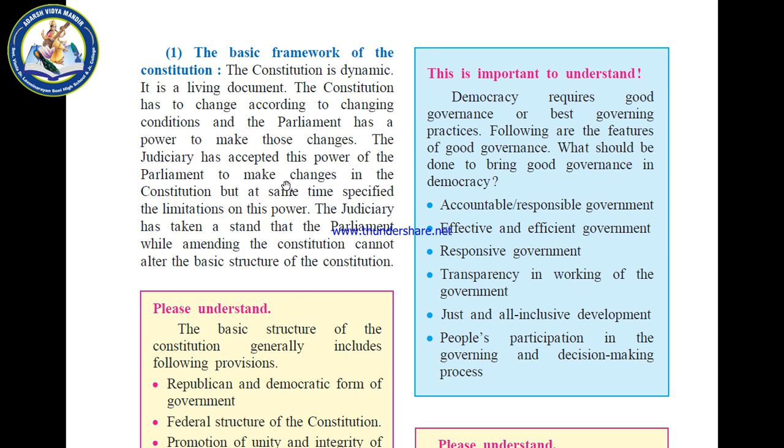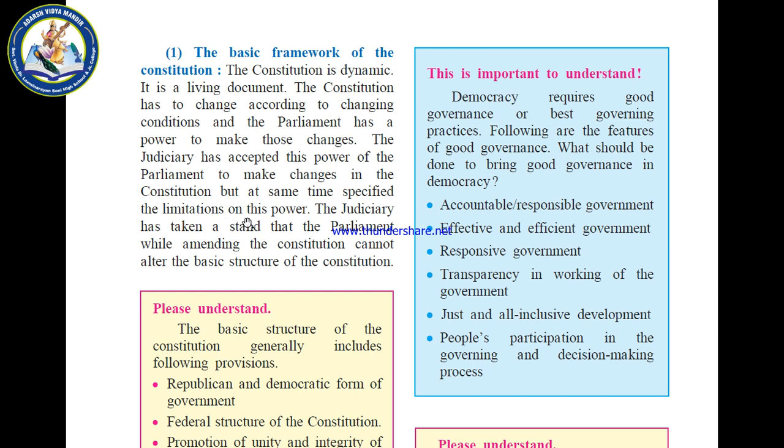The judiciary has accepted this power of the parliament to make changes in the constitution. Yes, Parliament has the power to make changes in the Constitution, but at the same time the judiciary specifies the limitations on this power. Parliament has the power to change the Constitution, but at the same time, जैसे हमारे कुछ rights होते हैं, तो कुछ duties भी होती है. Okay, we have the rights along with the duties. तो उसी तरह this power has some specified limitations. इस power पर कुछ limitations भी है.